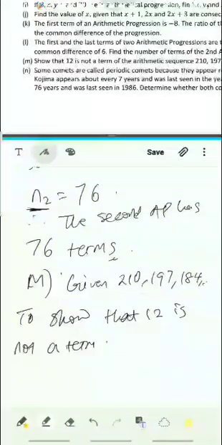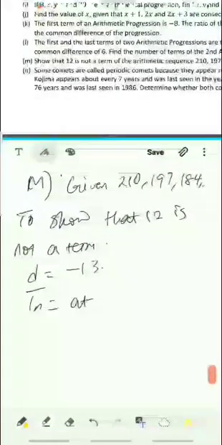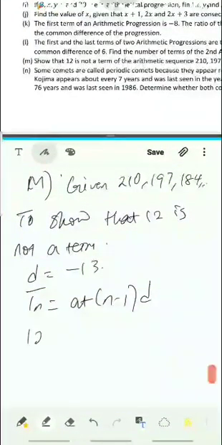Now, the first thing we need to get is, okay, let me explain the concept of this. How do you show that a number is not a term in the sequence? Let's get the common difference first, because if I'm explaining now, it will still be abstract to you until I solve it. What's the common difference? 197 minus 210. So D is equal to negative 13. And the formula for the nth term, Tn, is A plus (n minus 1) D, everybody should know this by now. I've said this like I can count.